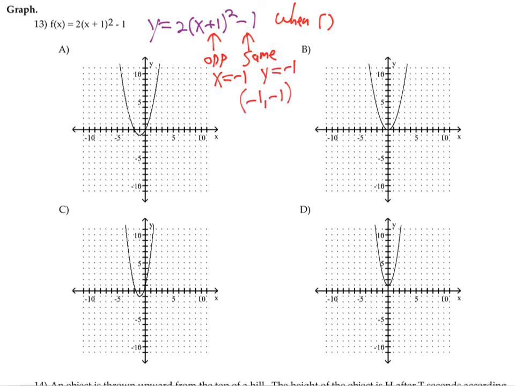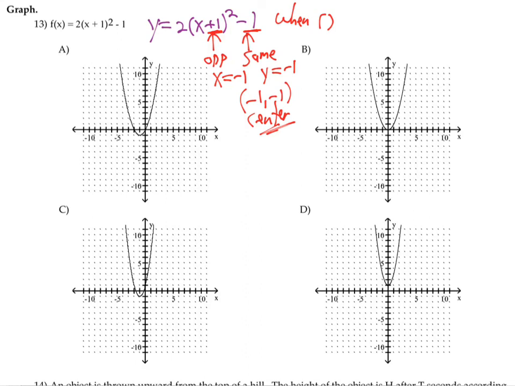So it's -1, -1. That's the center of the U shape. You just take the opposite of what's next to x in the parentheses, and then the same as the number off to the right. So which one of those four, A, B, C, or D, has a center that's -1, -1? A and C both do.